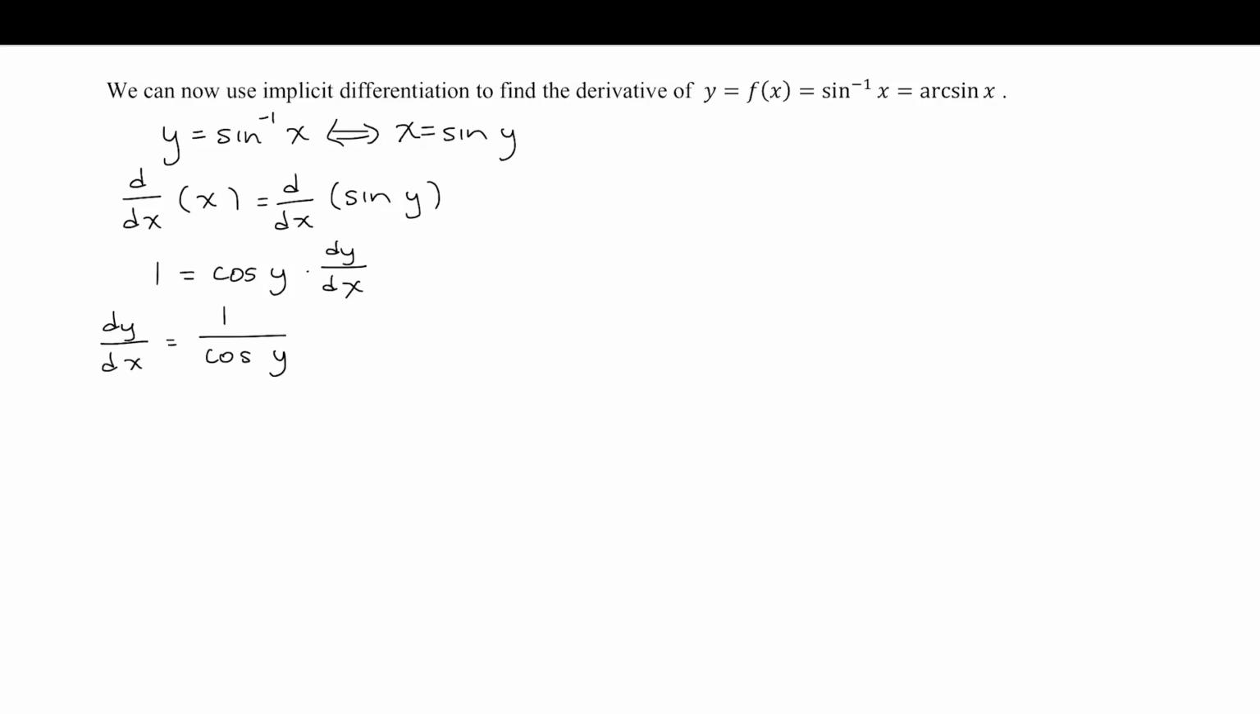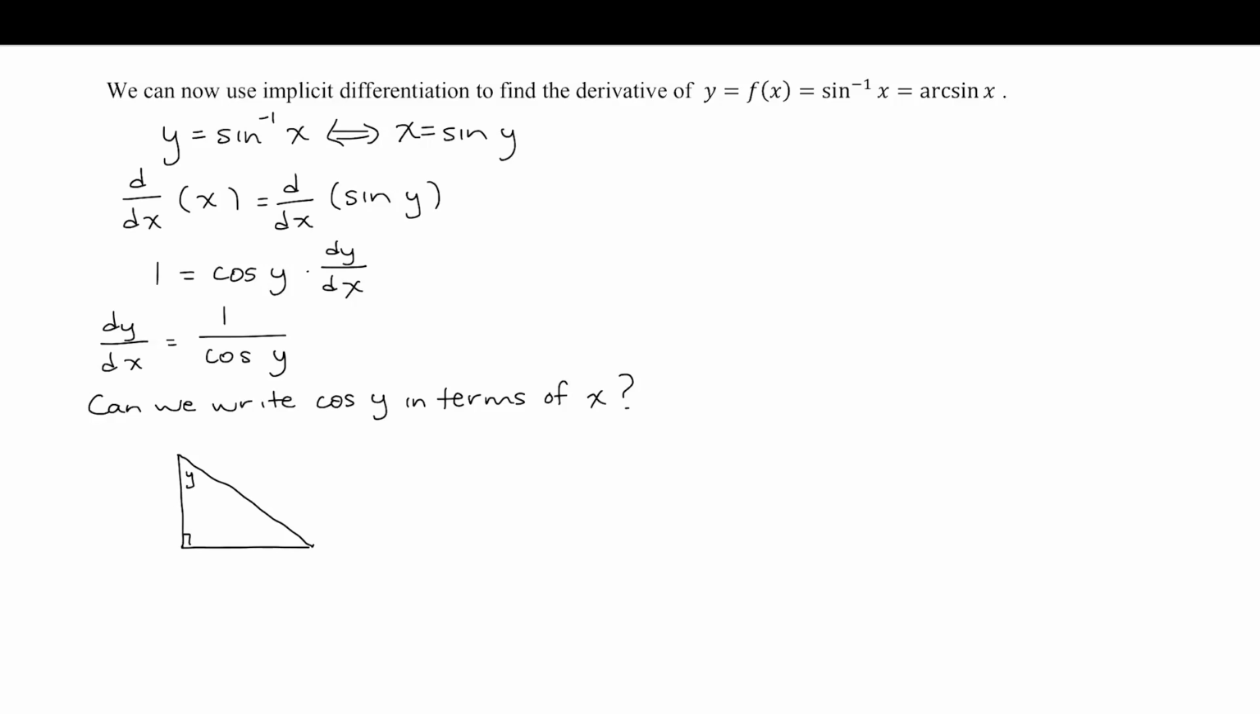Now the question is, can I write that just in terms of x? That's what I'd like to be able to do. All right, so can we write cosine y in terms of x? And of course, the answer is that we can. The question is, how do we do it? So we're going to hearken back to our right triangle trig. We're going to make a little right triangle here.